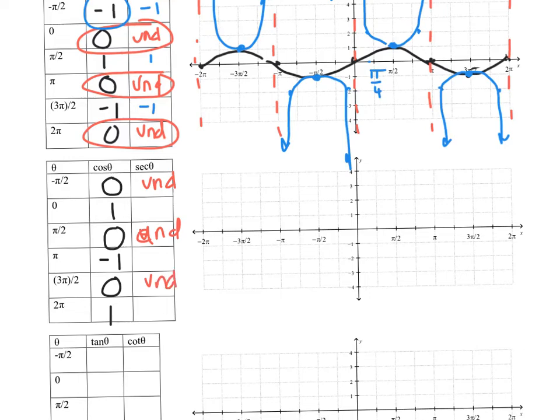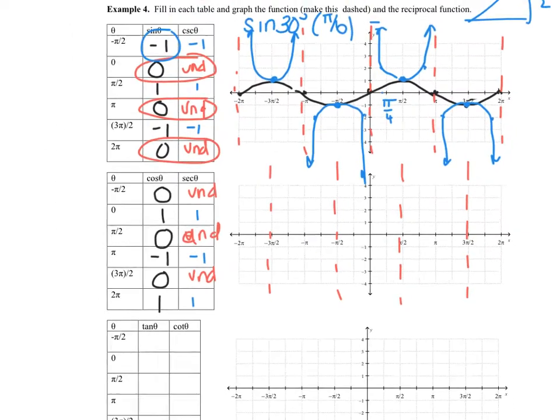This is where you're going to have an asymptote. And then this value will be 1, negative 1, 1. So I'm going to go ahead and graph the asymptotes. The asymptotes are going to be at pi over 2, negative pi over 2, pi over 2, and negative 3 pi over 2.